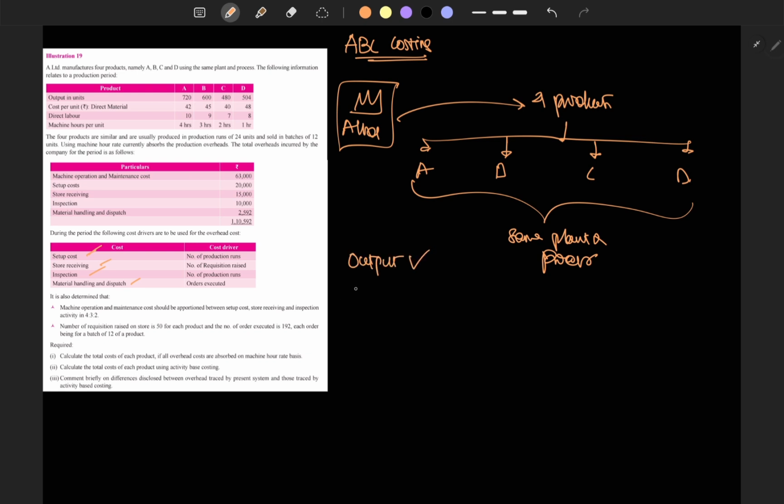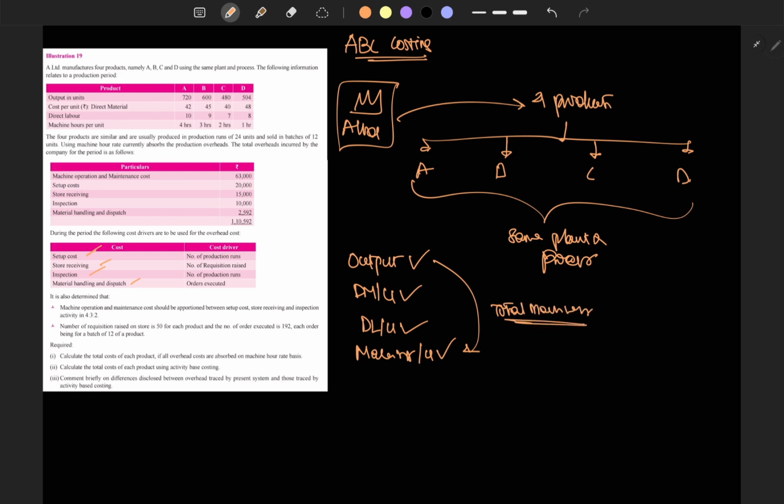Output is given. Direct material per unit is given. Direct labor per unit is given. Machine hour rate, machine hours per unit is given. If we multiply this, we'll get the total machine hours. Okay, what else is given?